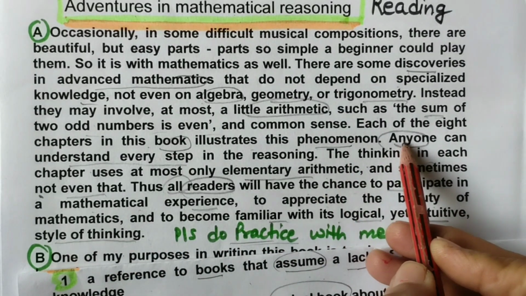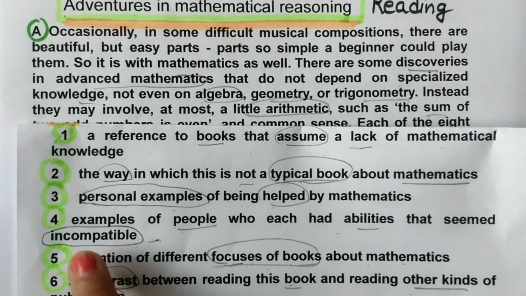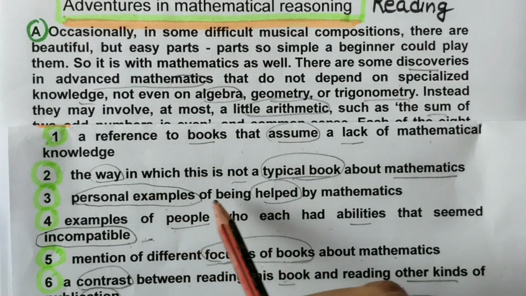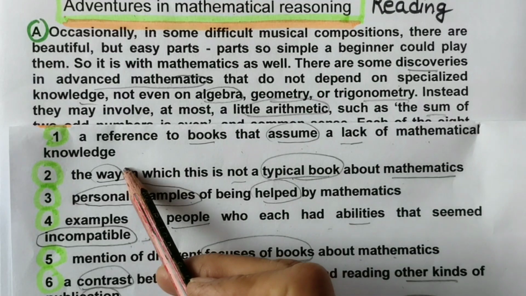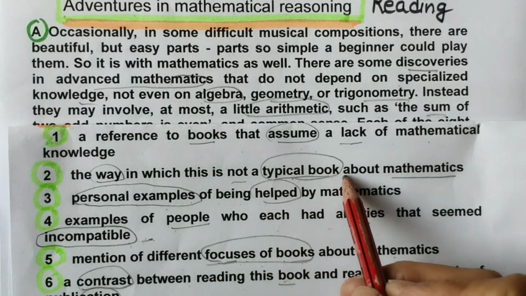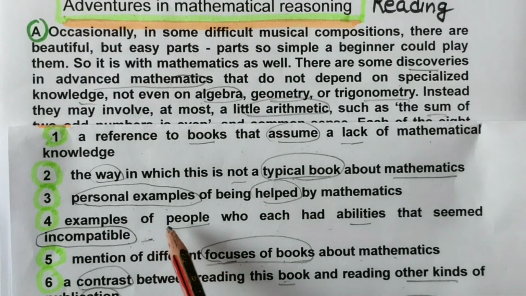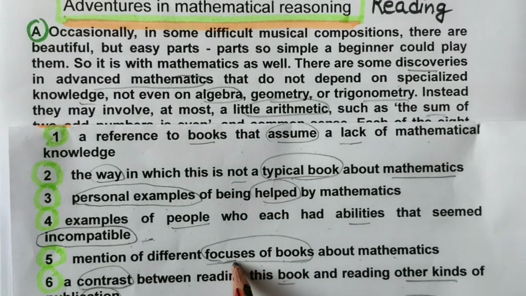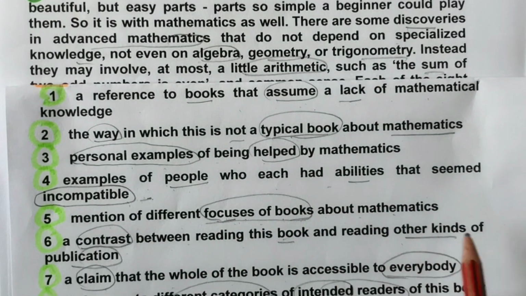Okay, so with this word I have come to know, I think they are talking about assume a lack of mathematical knowledge. No, typical, are they talking about assume a lack of mathematical knowledge? They are not talking like that. The way in which this is not a typical book about mathematics, this is also not personal example, the examples of people is not there. Mention of different focuses of books, no. Contrast between reading this book and other, no.